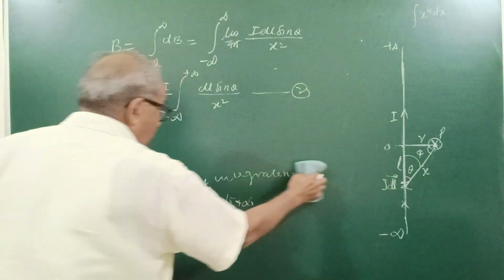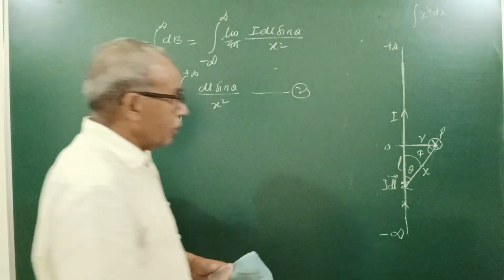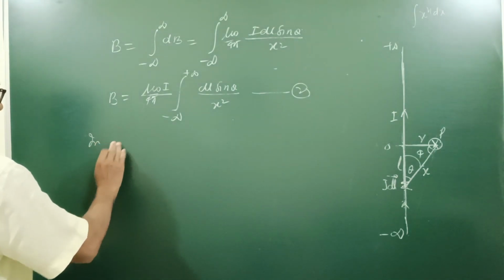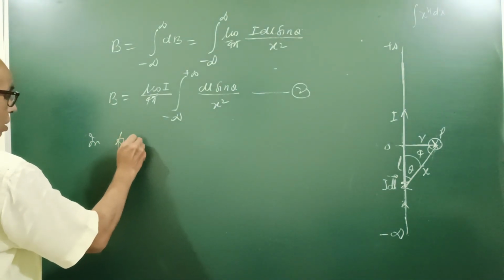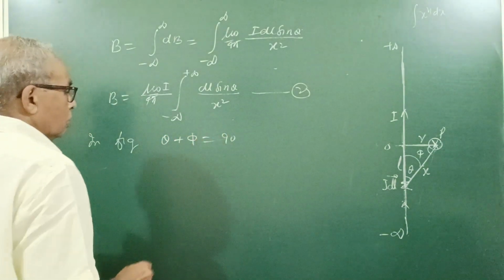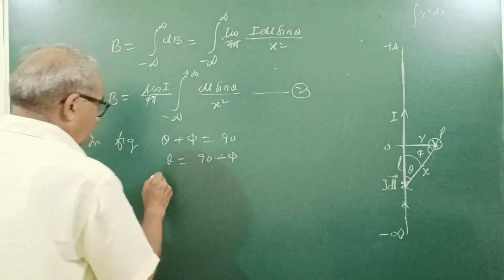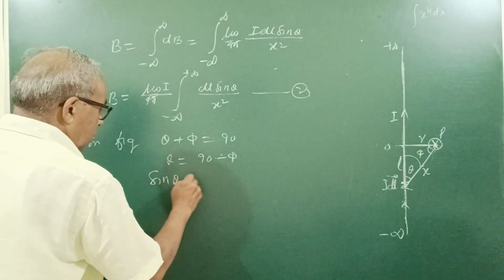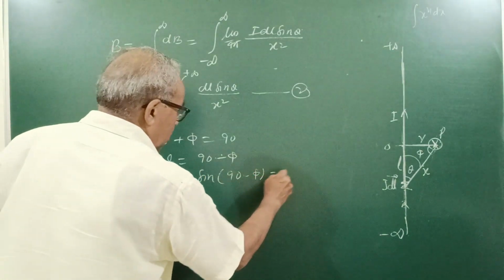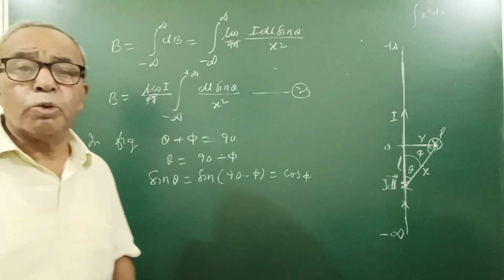Equation 2. Now, in the figure, to integrate this thing, we do some... see in the figure, theta plus phi angle is equal to 90. So theta equals 90 minus phi, and hence sin theta equals sin(90 minus phi) equals cos phi. वैसे तो understood है, लेकिन मैंने just to explain you.